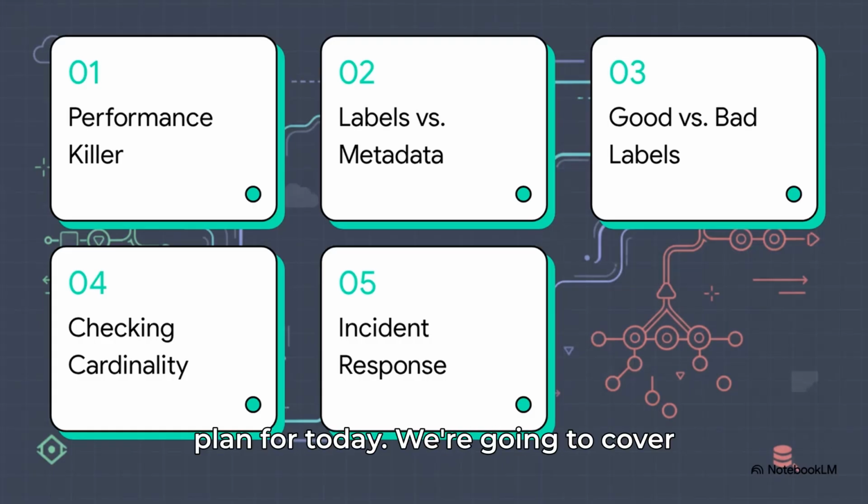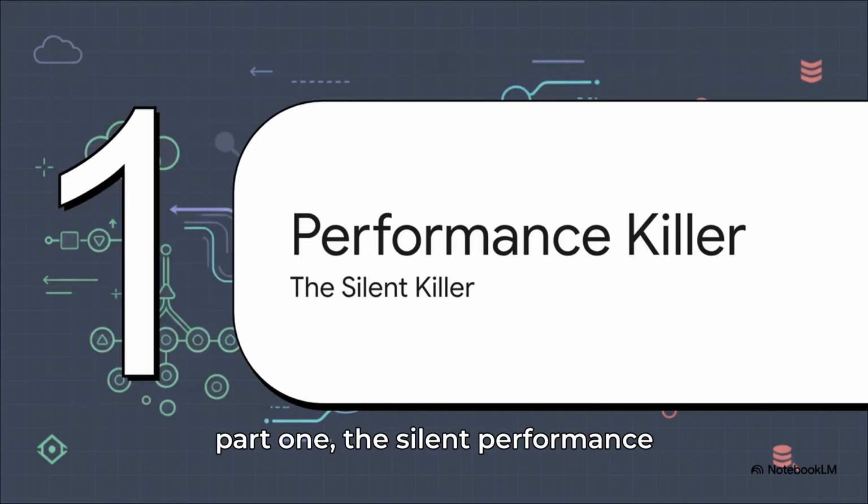Here is our quick game plan for today. We're going to cover the silent performance killer, then compare labels to structured metadata, break down good versus bad labels, show you how to check your own cardinality, and finally, we'll walk through a real-world incident response. Let's kick things off with part 1, the silent performance killer.